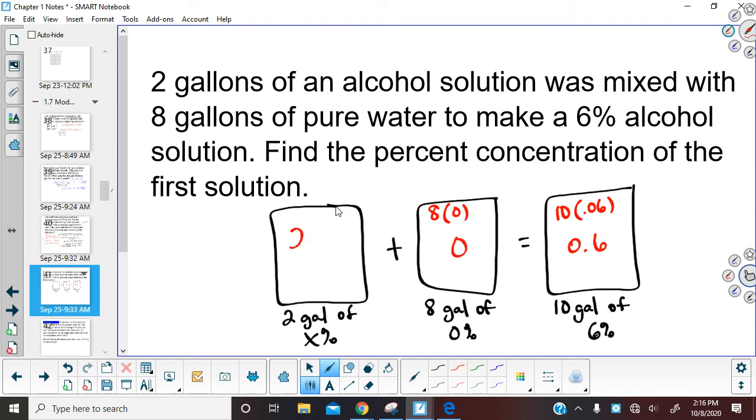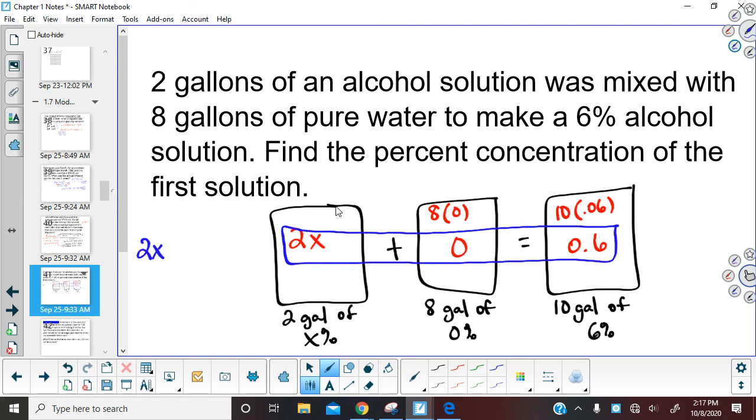And then 2 gallons of our X amount. So we're going to multiply those. And now, if you look here, we essentially have our equation that we're going to solve for. So 2x plus 0 equals 0.6. What you see in that blue is the amount of pure alcohol. So now we have 2x equals 0.6, and so our x is going to be 30% once you solve for that. Okay? So again, you're just organizing your information as best as possible, setting up an equation from that information, and then solving.